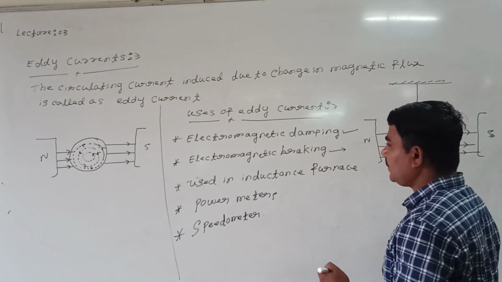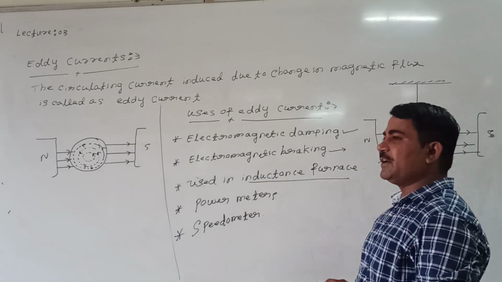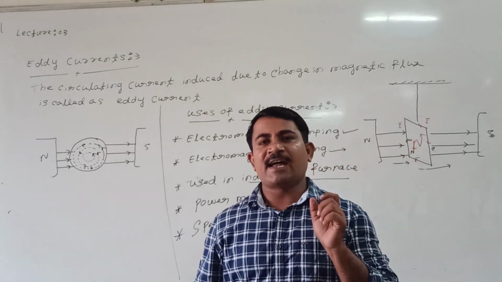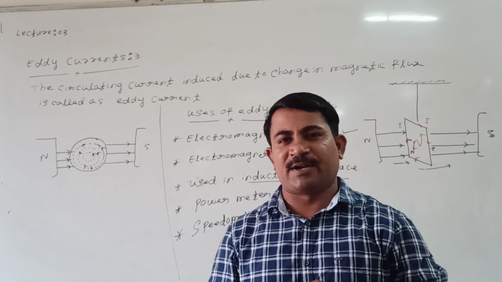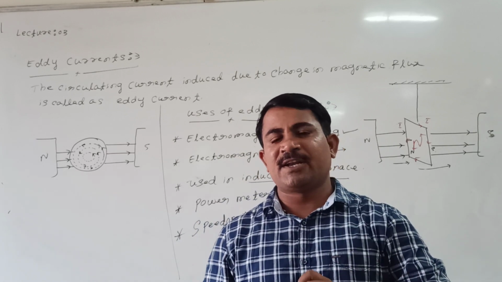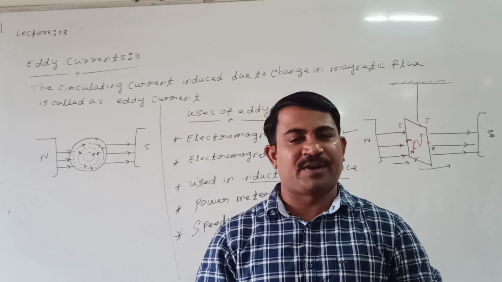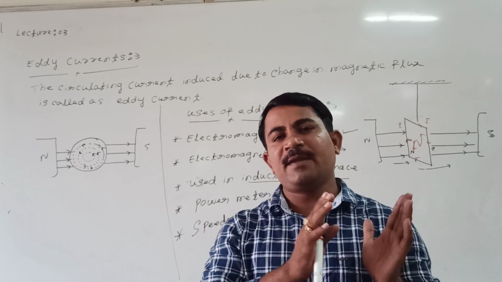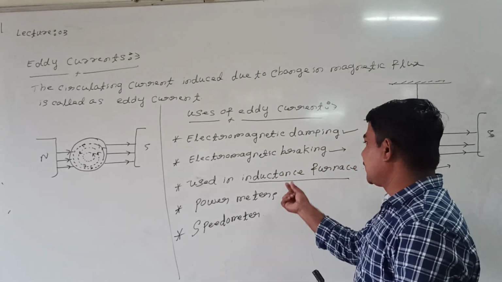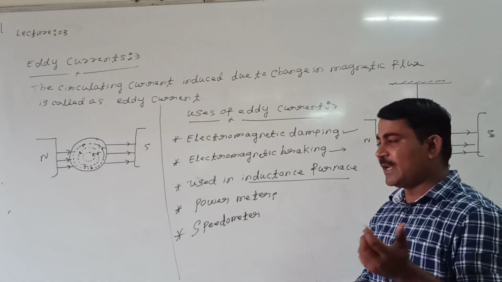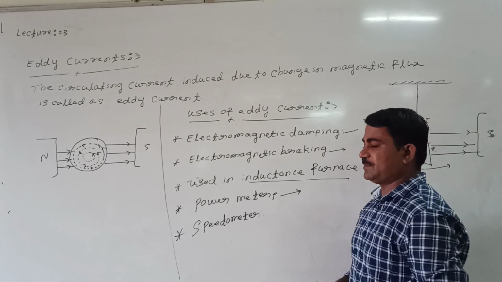Next one. Eddy currents are used in induction furnaces. When a large magnetic field is applied to a circular coil, circulating current is produced. The circulating current creates a large amount of heat. Due to the large amount of heat, any conducting material can melt, so it is used in an induction furnace.